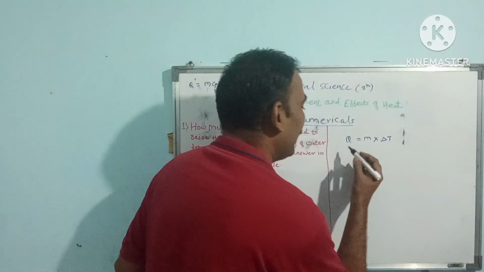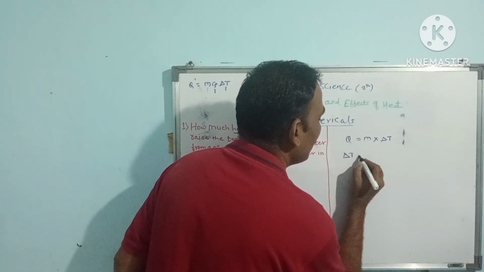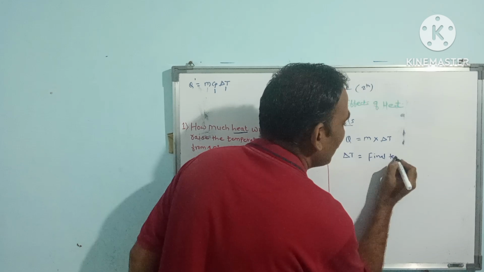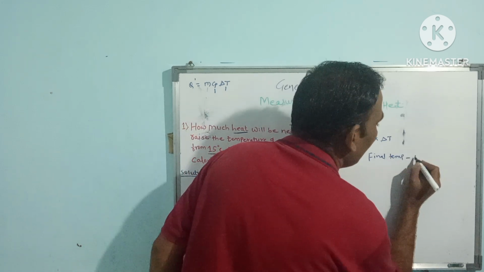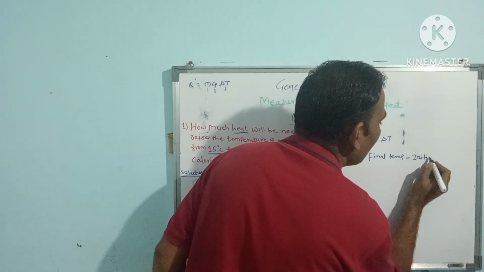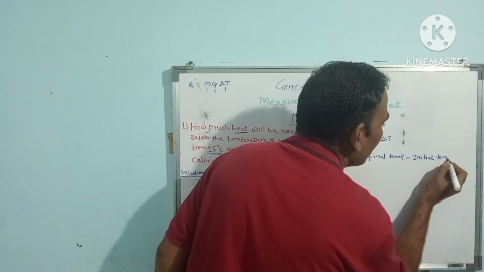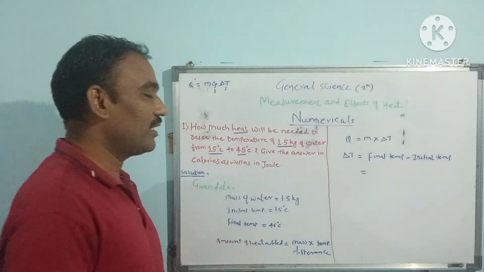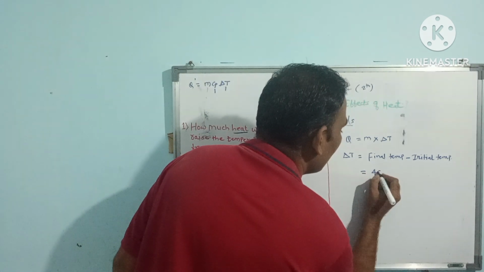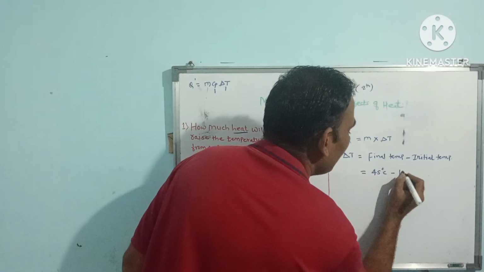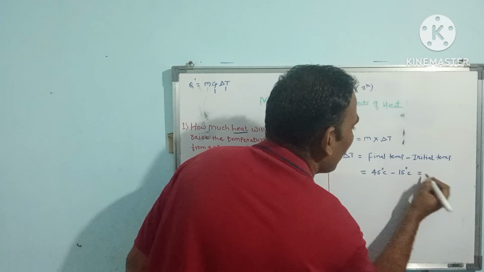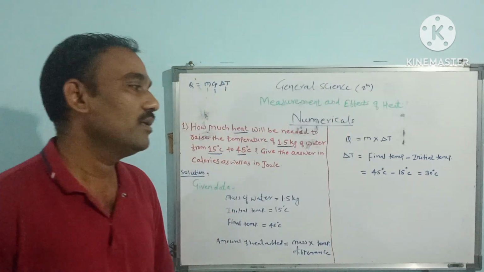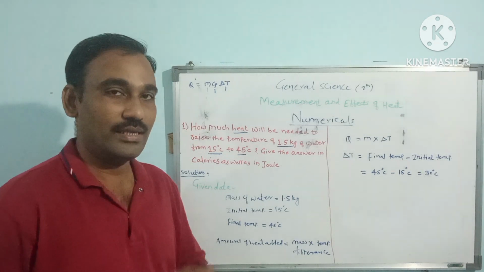This delta T is equal to final temperature minus initial temperature. In this problem, as the final temperature is 45 degrees Celsius and the initial temperature is 15 degrees Celsius, the temperature difference is 30 degrees Celsius.